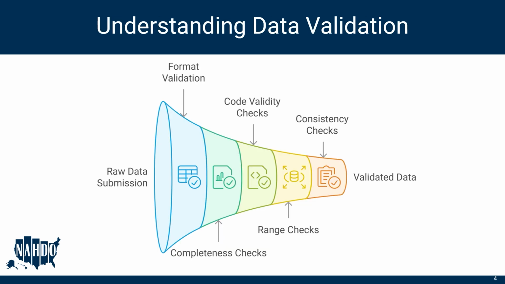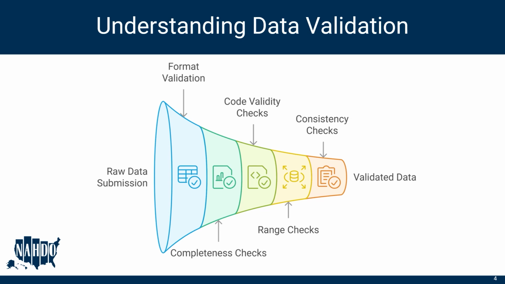Data validation is a critical step in ensuring the accuracy and completeness of submitted data. It involves a series of checks performed on the data to identify errors, inconsistencies, and missing values. These checks are typically automated and built into the data submission portal or processing system. Data validation rules can be categorized into several types.